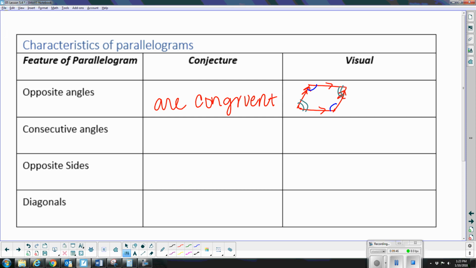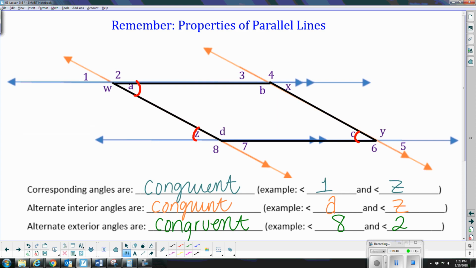Now let's look at consecutive angles. And we'll go back to our diagram. But now focusing on consecutive angles, that would be like B and C, or C and D, or D and A, or A and B. Those are angles that are next to each other. They're consecutive angles. So what can we figure about consecutive angles of a parallelogram?